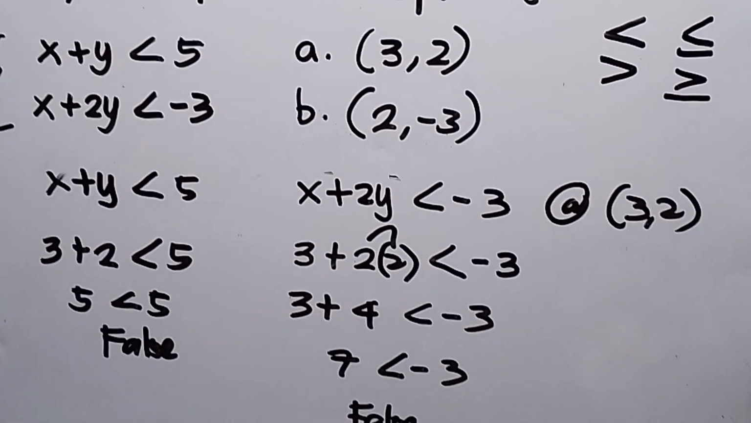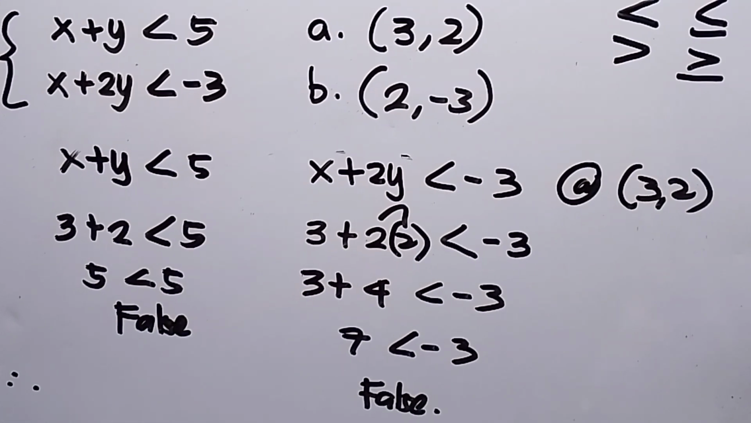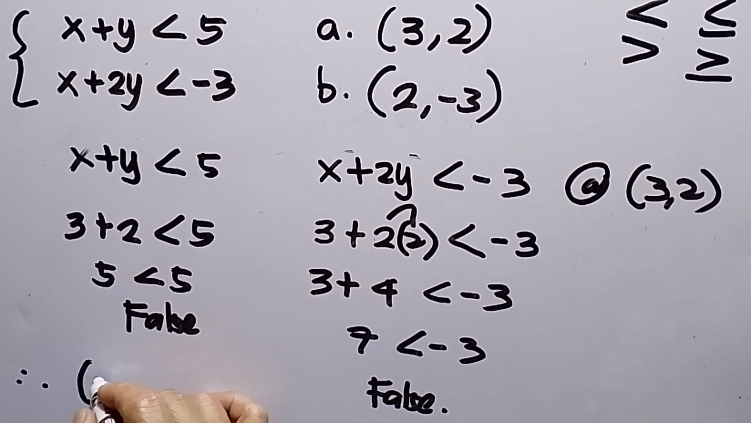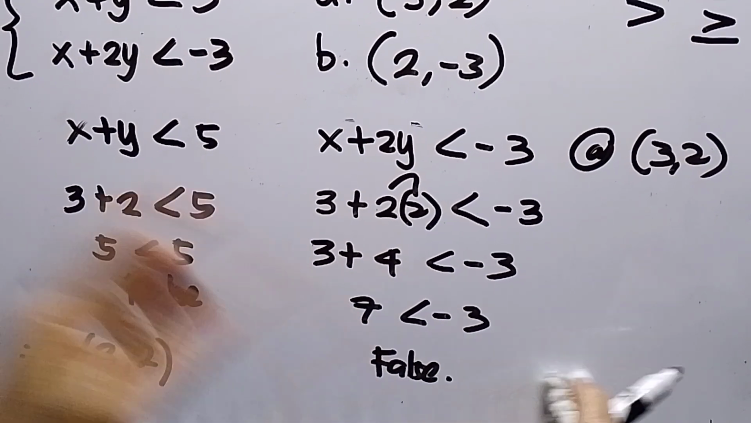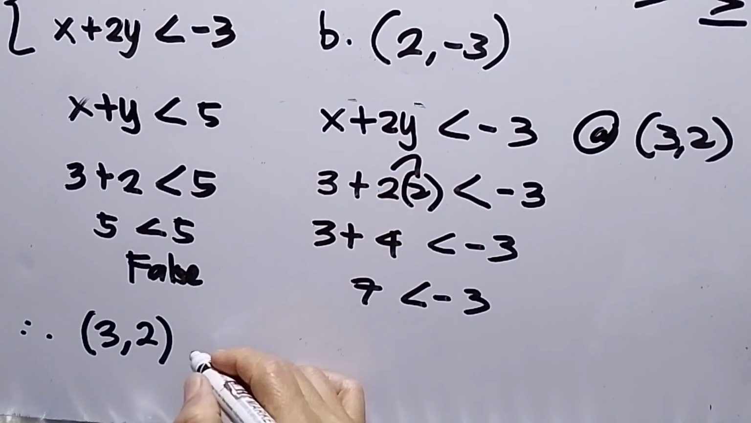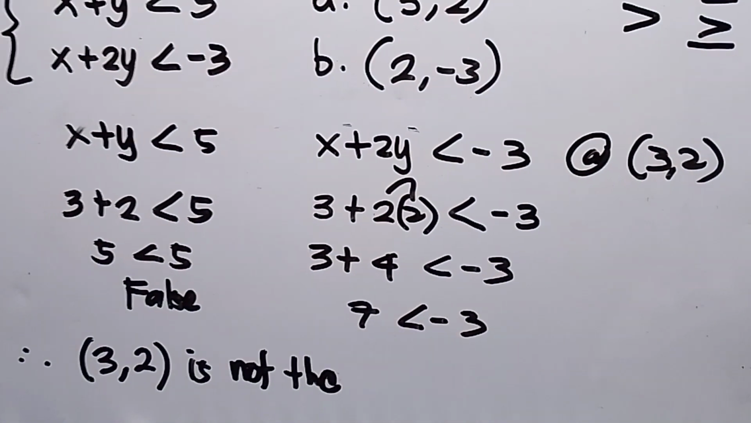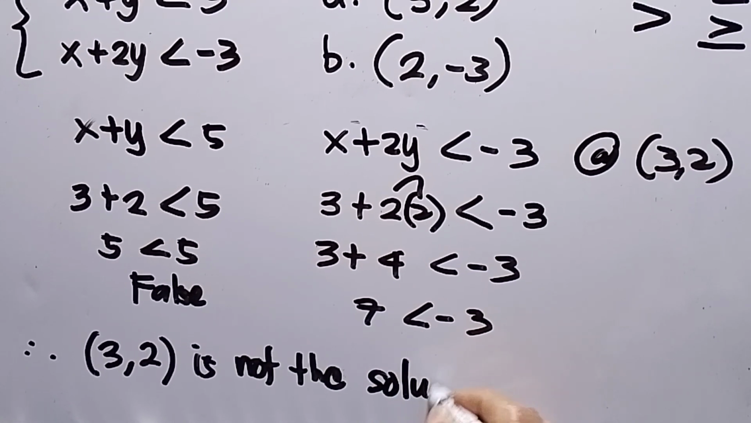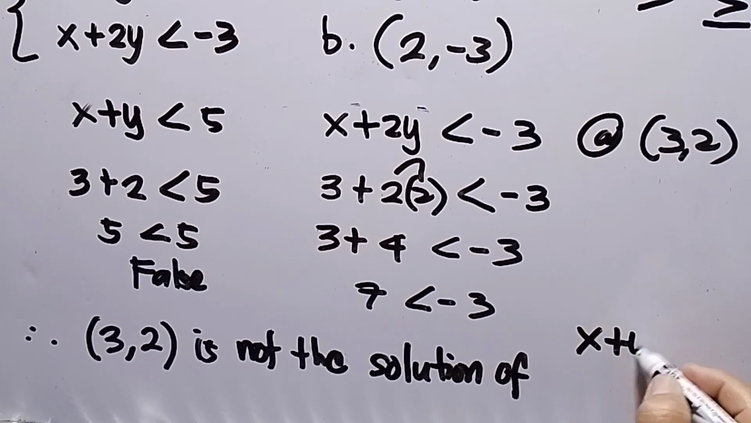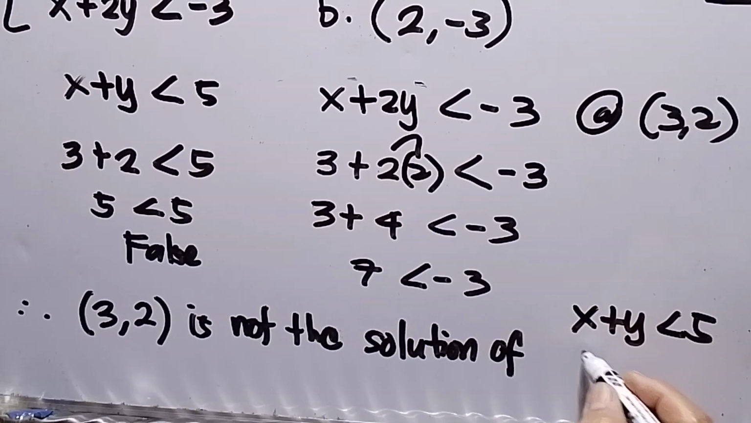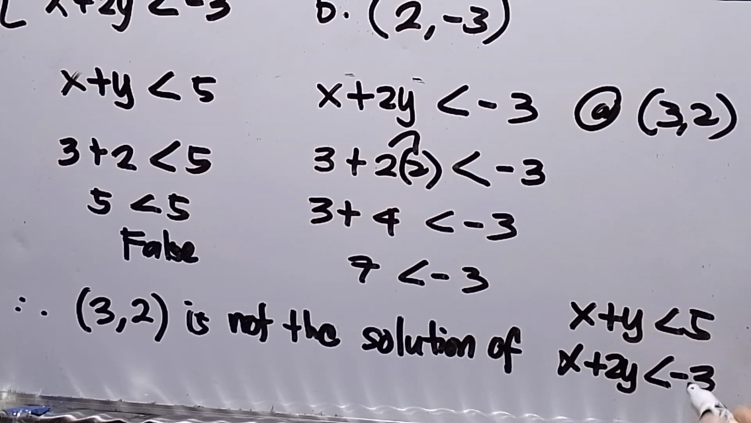So my conclusion is, 3 and 2 is not, because both are false, is not the solution of x plus y less than 5 and then x plus 2y less than negative 3.